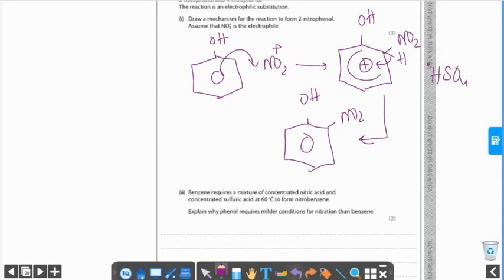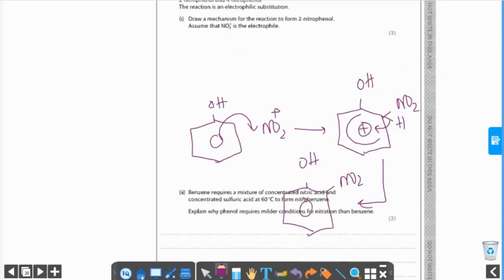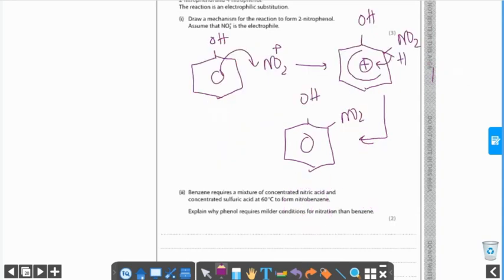sulfate, or you can just simply say, of course, nitration of phenol, we don't need to add a catalyst, right? So here we don't need to show that point, or just put B taking H plus, otherwise just breaking the CH bond towards the benzene ring is also fine. Benzene requires a mixture of concentrated nitric acid and sulfuric acid. Benzene requires, not phenol, right? At 60 degrees to form nitrobenzene.